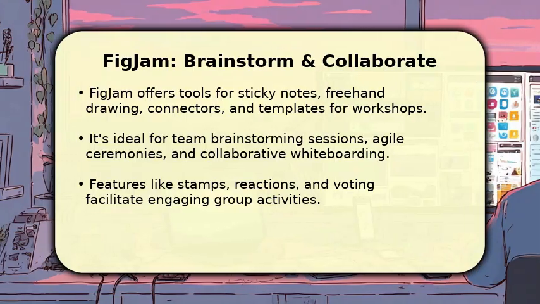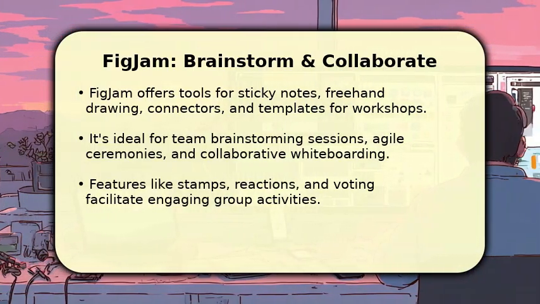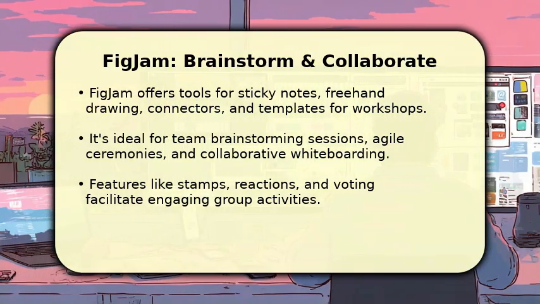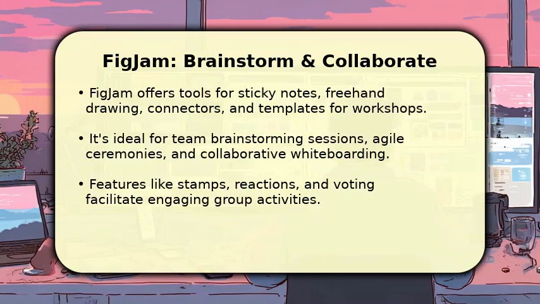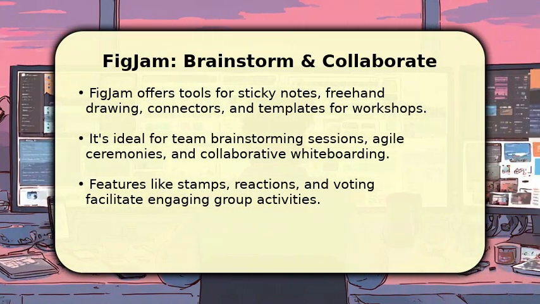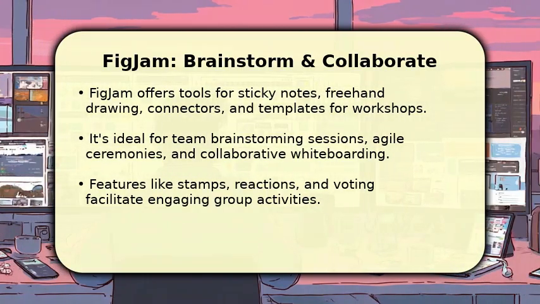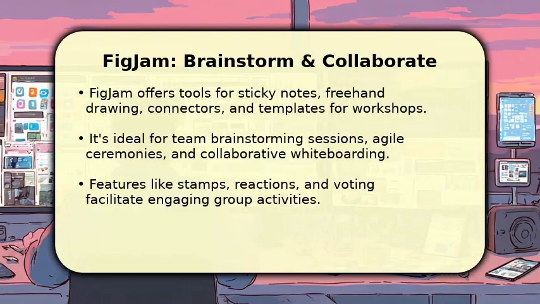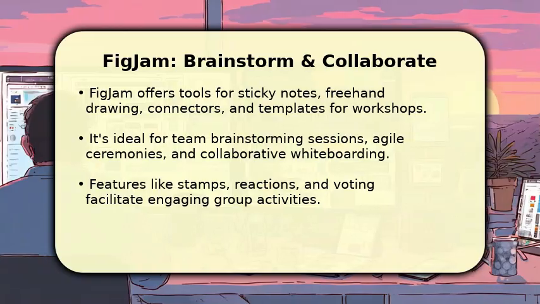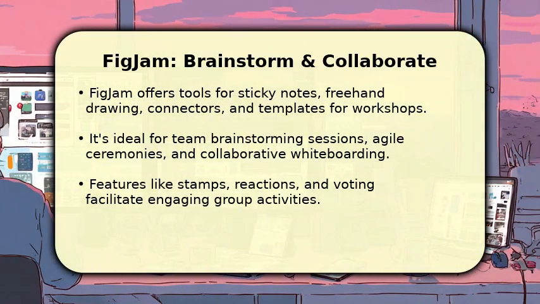Conversely, FigJam provides an intuitive space for collaborative thinking, offering tools such as sticky notes, freehand drawing, and a variety of templates for workshops. It is perfectly suited for team brainstorming sessions, agile ceremonies, and engaging whiteboarding activities. Features like stamps, reactions, and a voting system foster lively group participation, making it an excellent platform for early-stage ideation and problem-solving with your team.